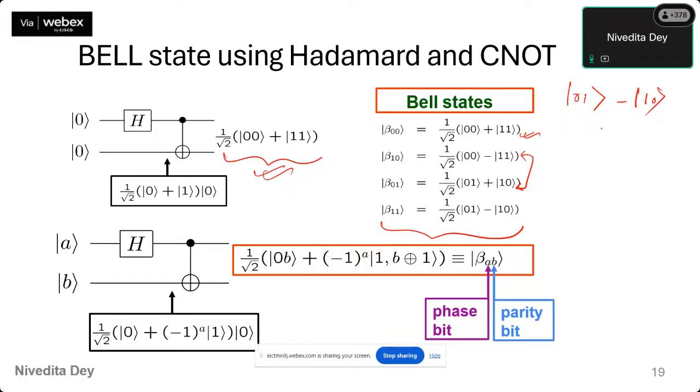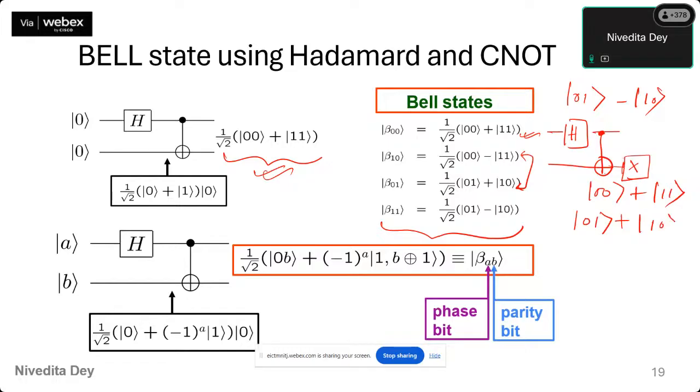Ignoring 1 by root 2, of course, Hadamard to begin with, then a CNOT. Say I have done till this part, so it will be 00 plus 11. Now say here I have applied an X, a bit flip, not the phase flip. So it will be 01 plus the second one, 10. Now till this part I have achieved everything, only the minus is remaining.